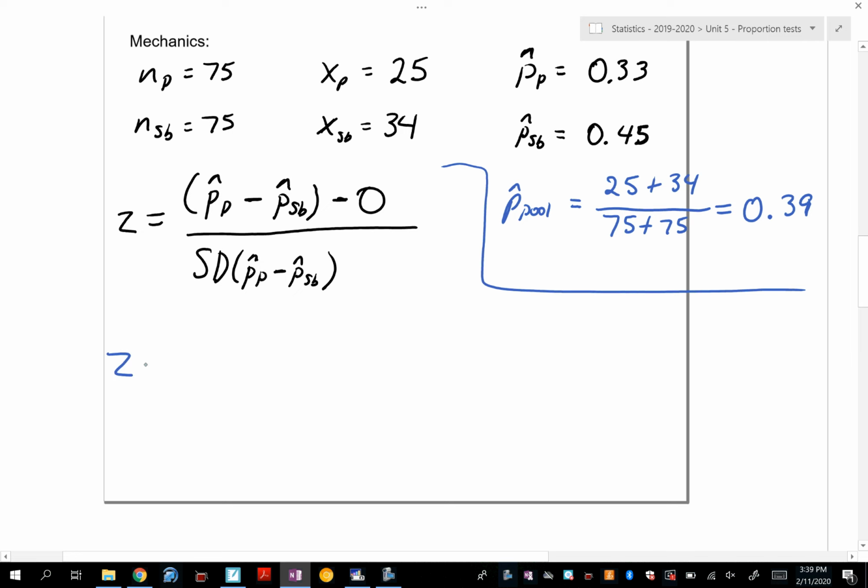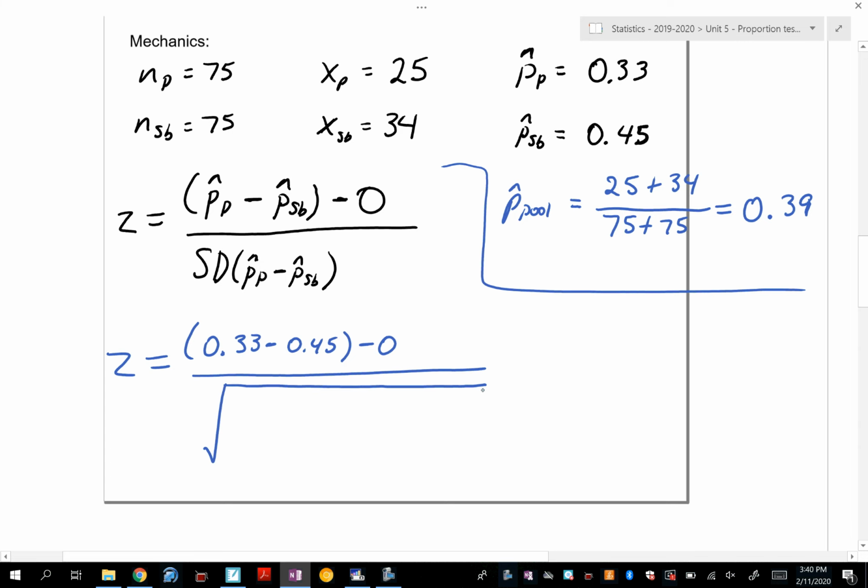All right, so here we go. You ready? z equals 0.33 minus 0.45 minus 0. And if you want to stop writing the minus 0, go for it. Over the square root of our pooled p hat. So then what's going to be our pooled q hat? If we take this away from 1, 0.61. What's our sample size for the first group? 75. Plus, this is the variances add part, 0.39 times 0.61 over 75.